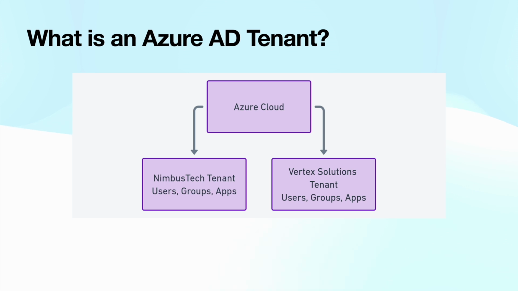So you see there is Azure Cloud, and there are two companies, Nimbus Tech Tenant and Vertex Solution Tenant. Each company tenant has its own users, groups, and apps. And here, Vertex Solution Tenant has its own users, groups, and apps. Simple as that.